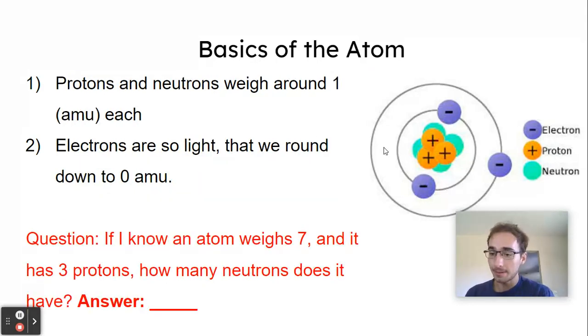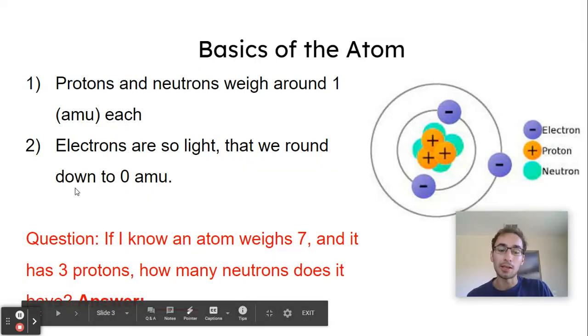And then I have some math for you. Protons and neutrons weigh around 1 AMU, which means atomic mass unit, each. So they each weigh around 1. Electrons, though, are the opposite. They are so light that we round them down to 0 AMU.